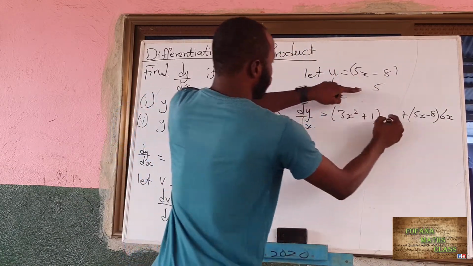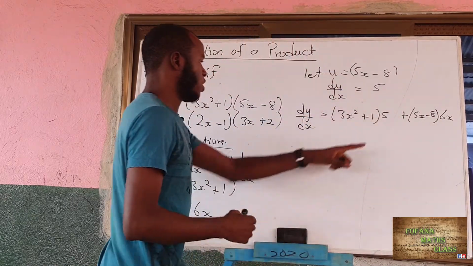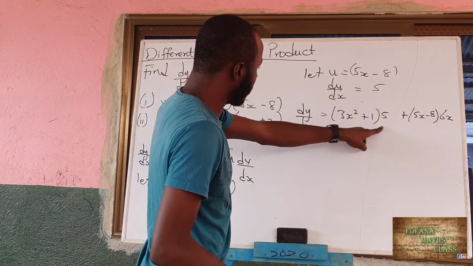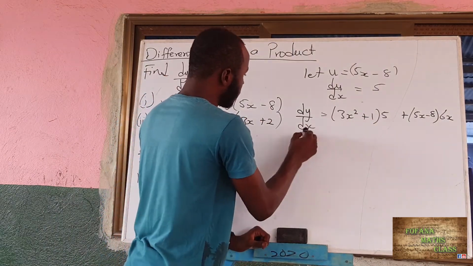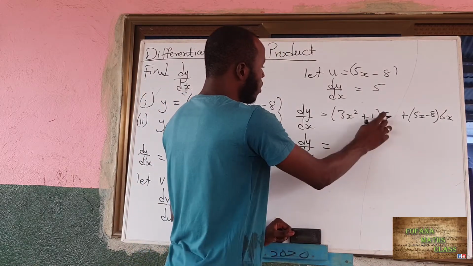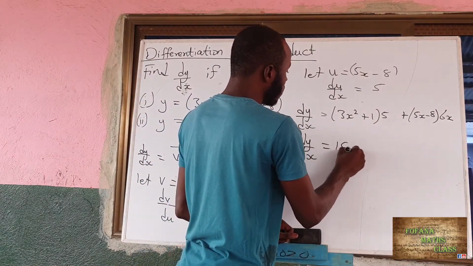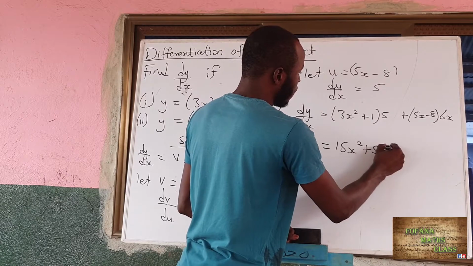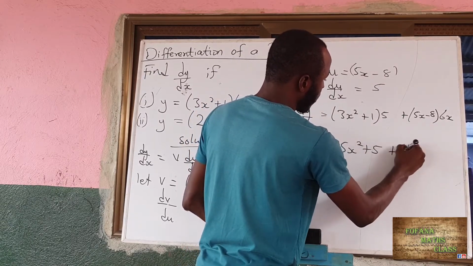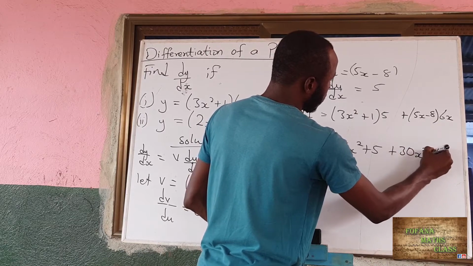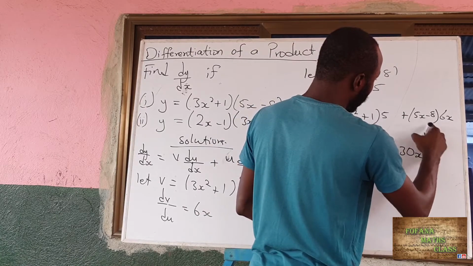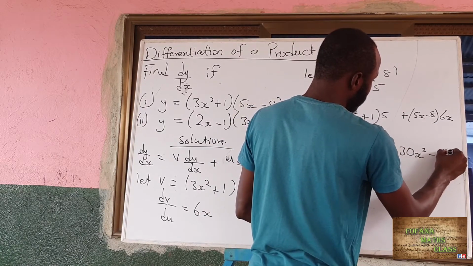So over here du/dx is supposed to be what? 5, okay? So it is 5. Sorry, I went and wrote the dv/dx. So it's supposed to be du/dx over here. So now expanding the brackets, you'll be obtaining 5 times this will give you 15x squared plus 5, then plus 6x times this, we have 6 times 5, we have 30x squared, minus 6x times minus 8, you have minus 48x.